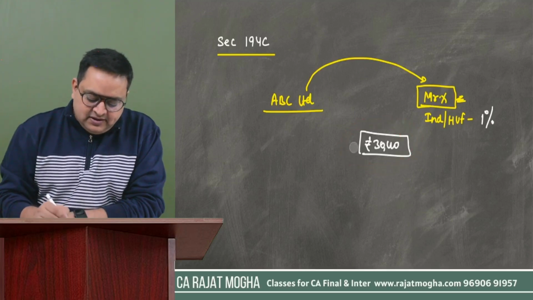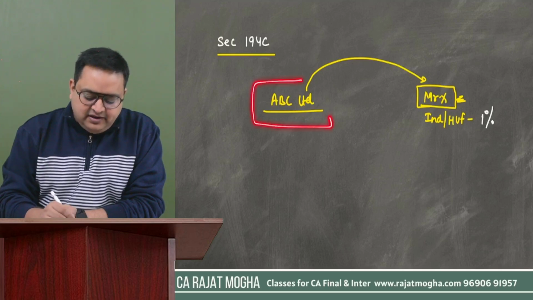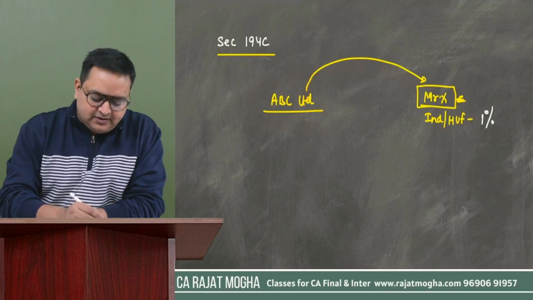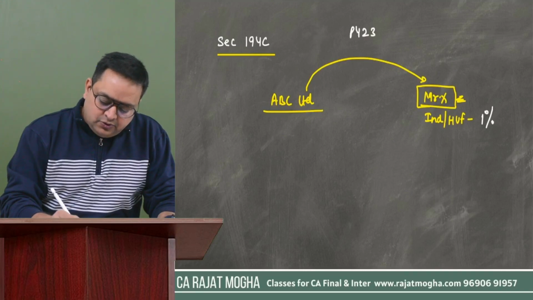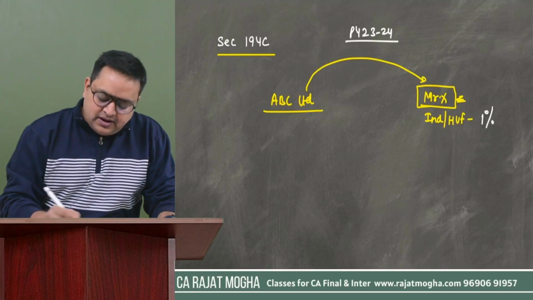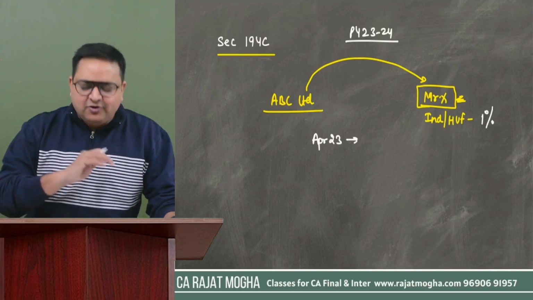But let's say we give a contract, this is ABC Limited, they give a contract, this is previous year 23-24. And let's say in the month of April 23, we have given a contract to Mr.